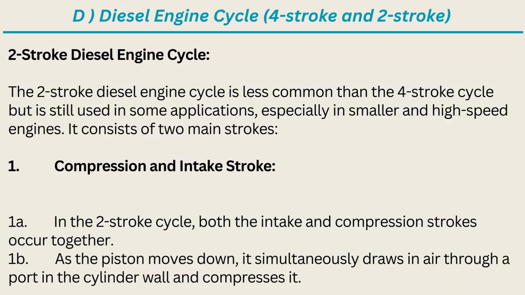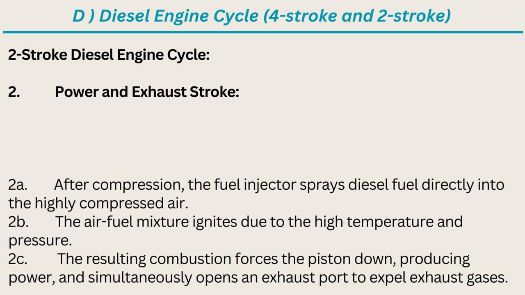The 2-stroke diesel engine cycle is less common than the 4-stroke cycle but is still used in some applications, especially in smaller and high-speed engines. It consists of 2 main strokes. 1. Compression and intake stroke. 1A. In the 2-stroke cycle, both the intake and compression strokes occur together. 1B. As the piston moves down, it simultaneously draws in air through a port in the cylinder wall and compresses it. 2. Power and exhaust stroke.